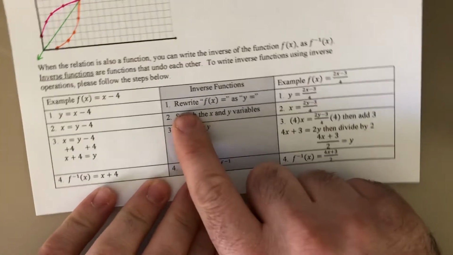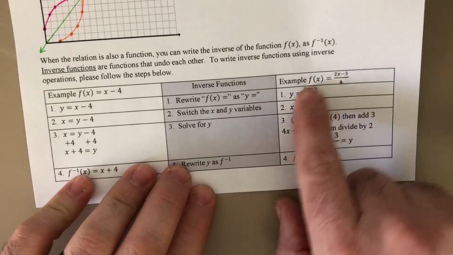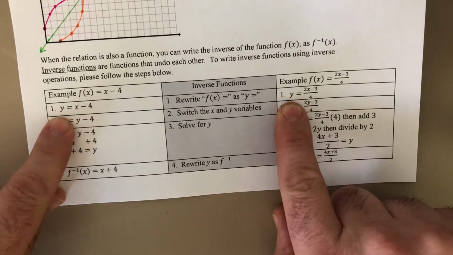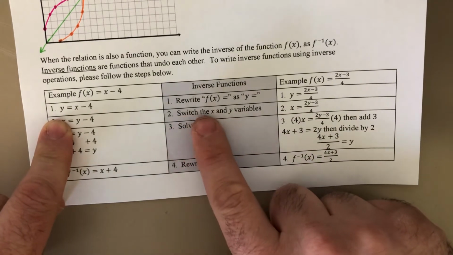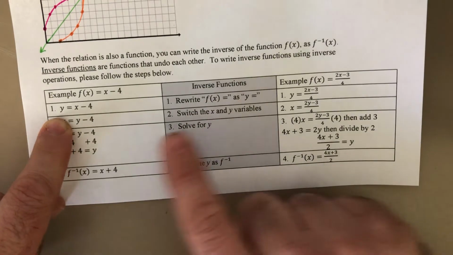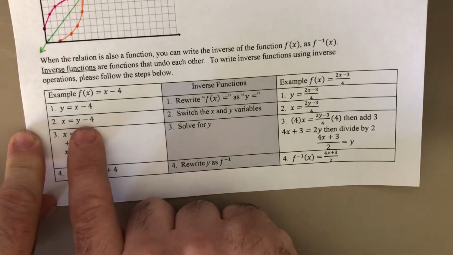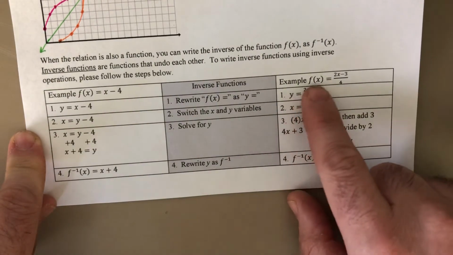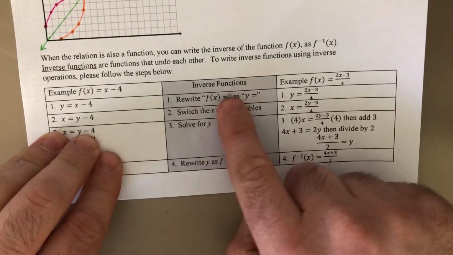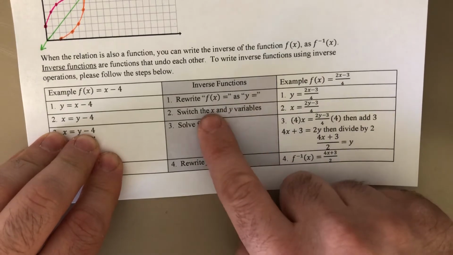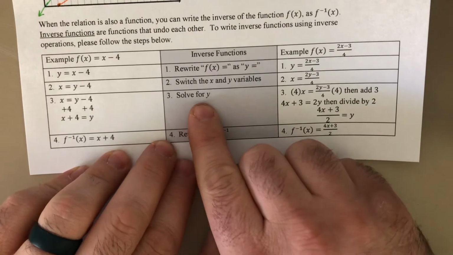Okay? Here's what you do. Rewrite f of x as y. Swap f of x for y, right? We swapped f of x with y. Then switch the x and y variables, right? Look over here. It was y equals x minus 4. Now it's x equals y minus 4. Over here, y equals this fraction. Now it's x equals the fraction with y where x was. So step 1, swap f of x and y. Step 2, switch places with your x and y. And then step 3, now solve that equation for y.